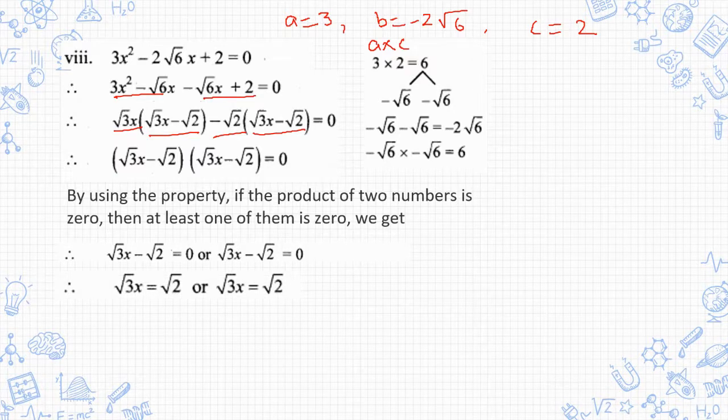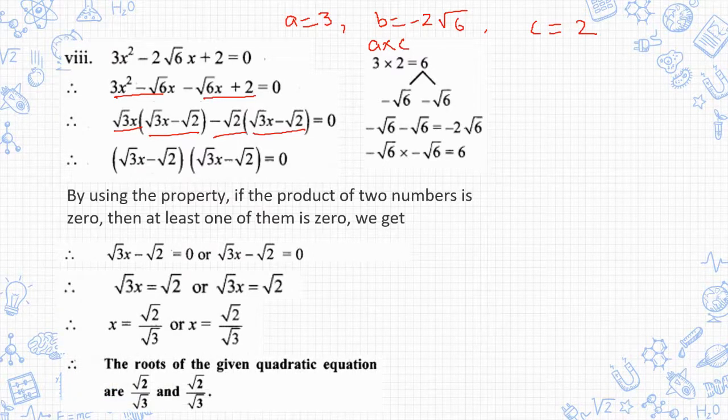So you take minus root 2 on the other side in both the cases, that will become plus root 2. And my root 3 on the other side, so it will get divided. So you have root 2 upon root 3. So the root of the given quadratic equation is under root 2 upon under root 3.